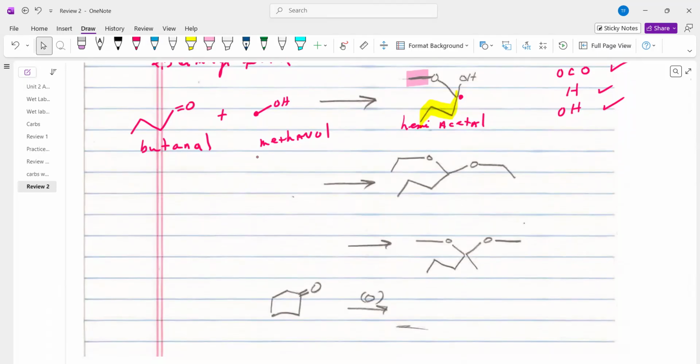Okay, we have OCO again. And there's a hydrogen here on the anomeric carbon and no OH. So this is an acetal. Okay, the primary backbone is 1, 2, 3, 4 again. And the secondary backbones are ethanols, 2 carbons.